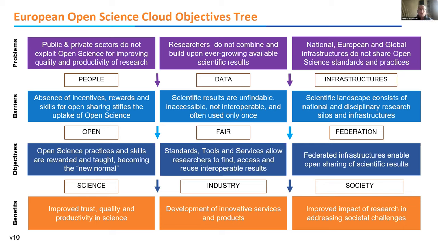So as you can see, industry is one of the three ultimate goals of the EOSC, between science and society. So the three dimensions, science, industry, and society, are part of the overall objective of EOSC. Now, to be more concrete, let's move to the next slide.